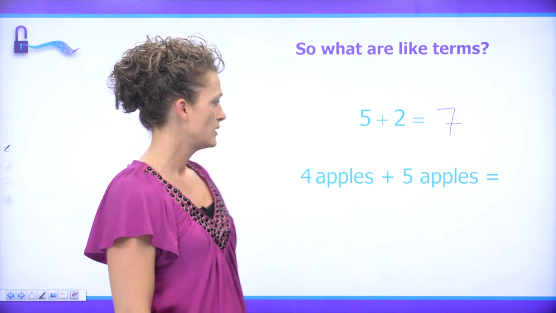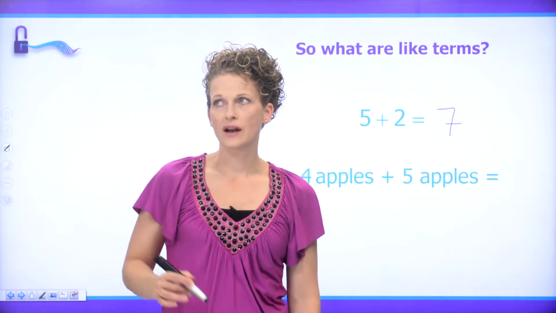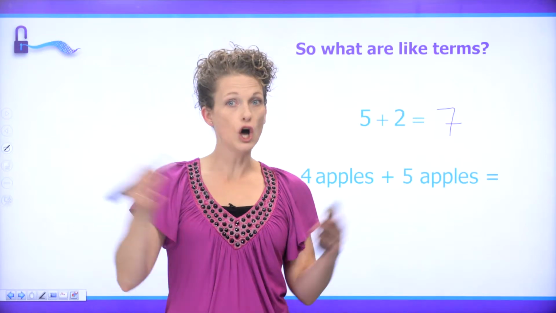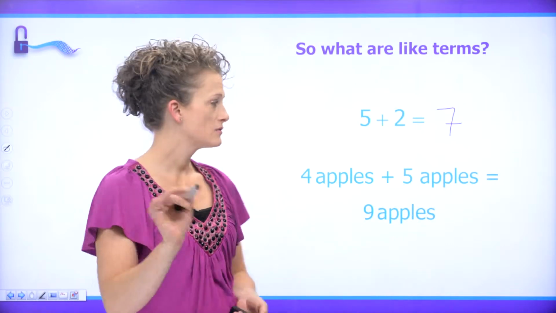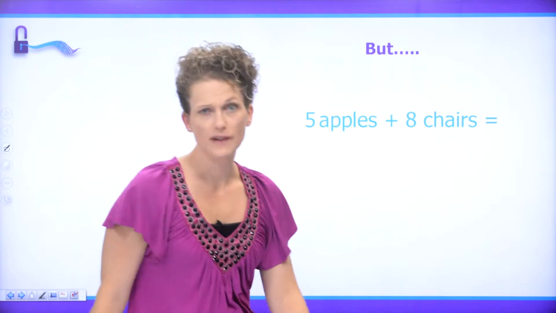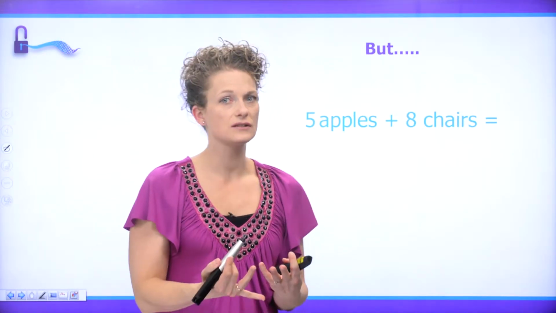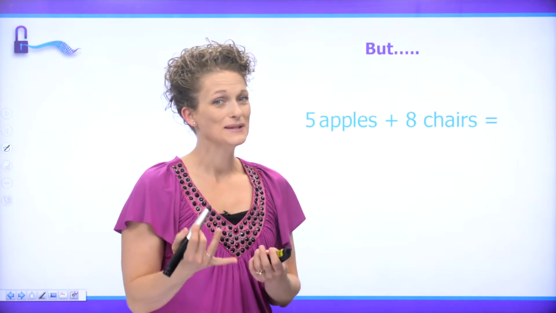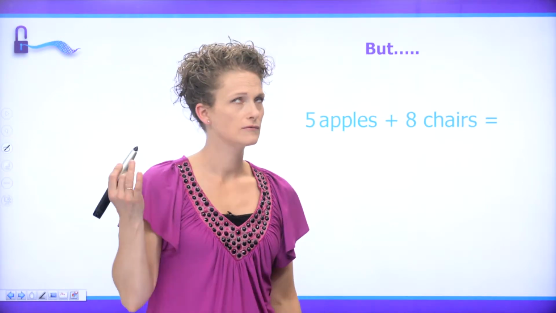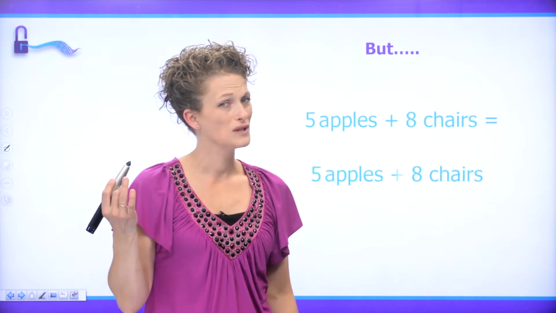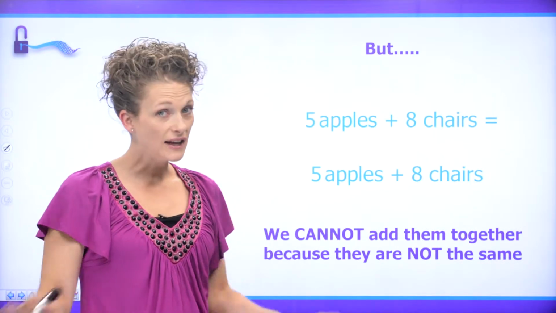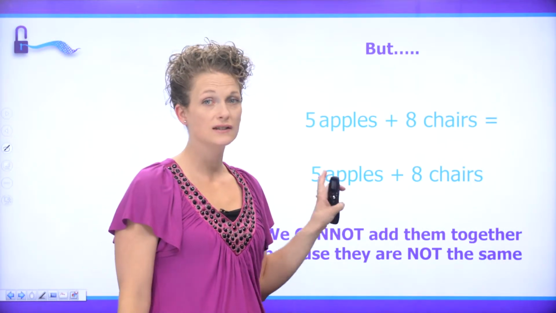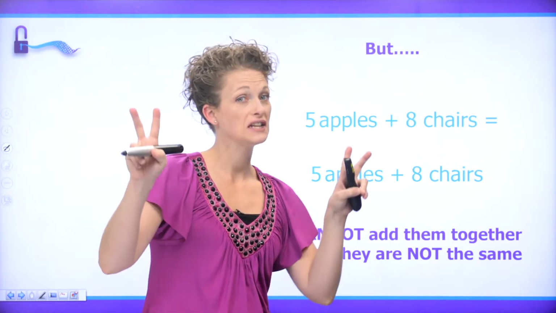So that's no problem. Well, what if I have 4 apples and then I get 5 more apples? Well, they're all apples, so I can add those together, and I end up with 9 apples. Okay, so nothing scary there, nothing unusual, but what if I have 5 apples and 8 chairs? If I add those together, do I get AppleChairs? ChairApples? I don't think so. We still just have 5 apples and 8 chairs. We cannot add them together because they are not the same. In other words, they are not like.